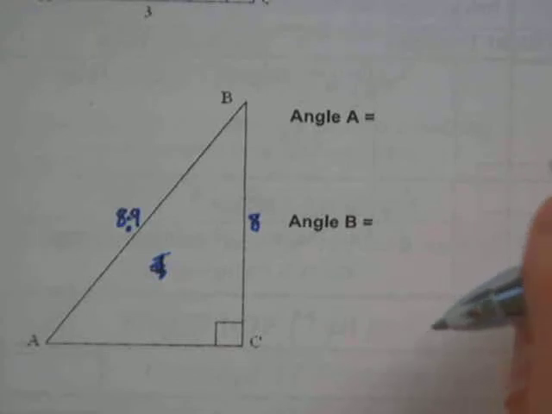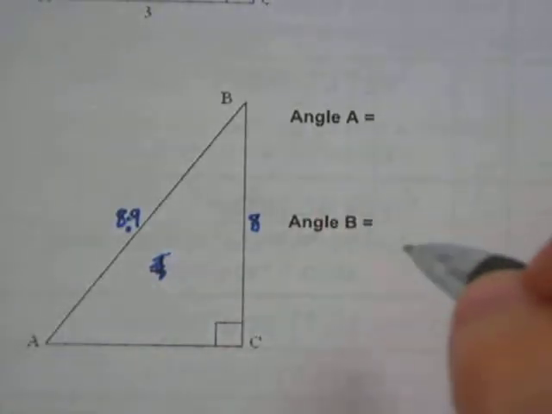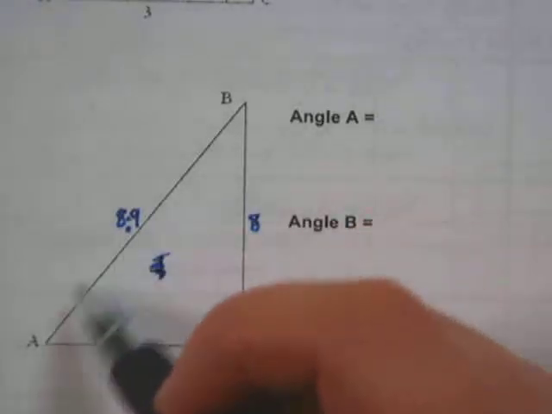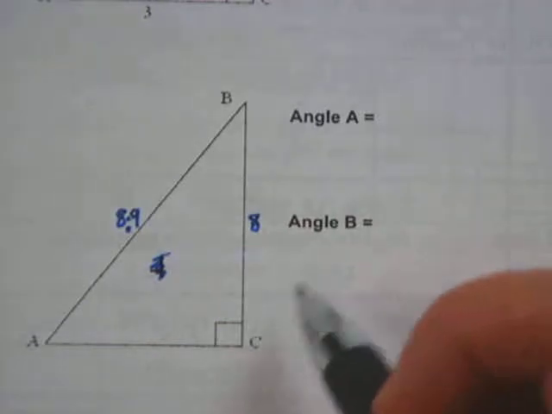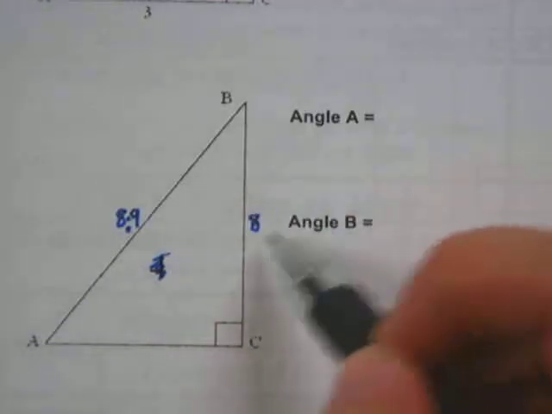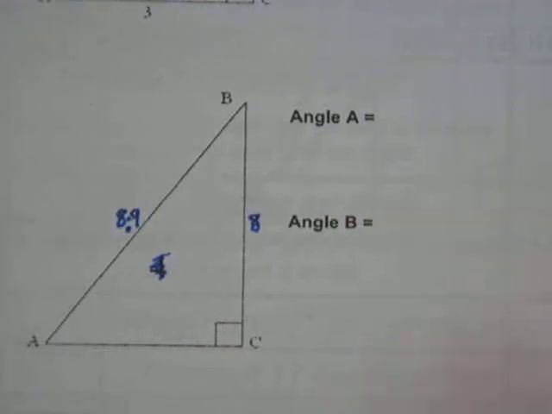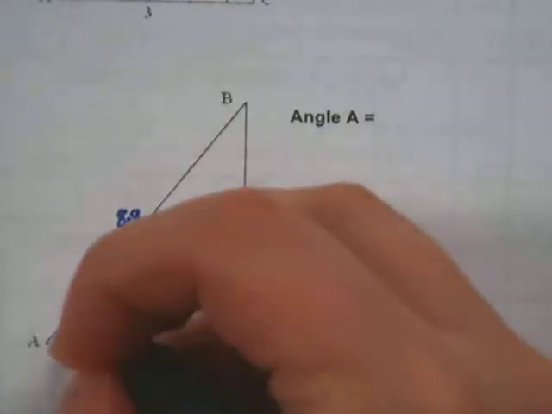So this is problem 3. It's the third triangle down the page on your homework. We've got this side AB is 8.9, this side BC is 8, and we're looking to find angles A and B. So let's find angle A first. So angle A is this angle right here.